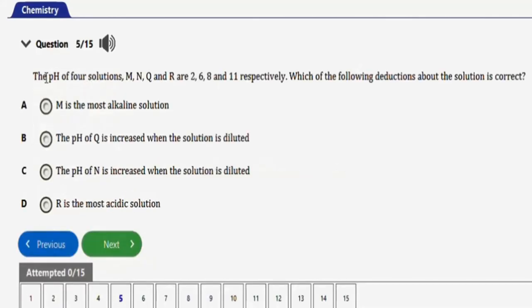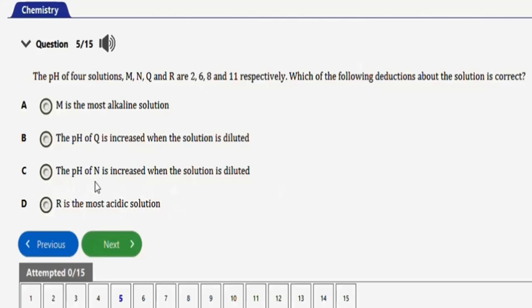It says the pH of 4 solutions are given respectively. Which of the following deductions about the solution is correct? We have M is the most alkaline solution. No. We have the pH of Q increased when the solution is diluted. No. The pH of N is increased when the solution is diluted. R is the most acidic solution. So the right option will be option C.